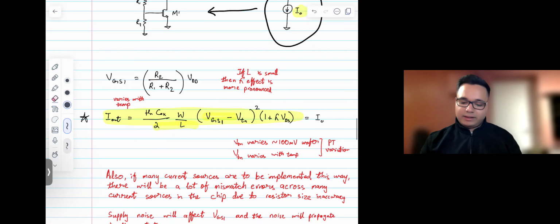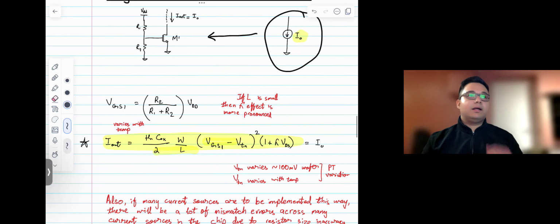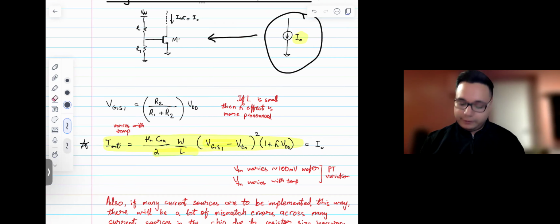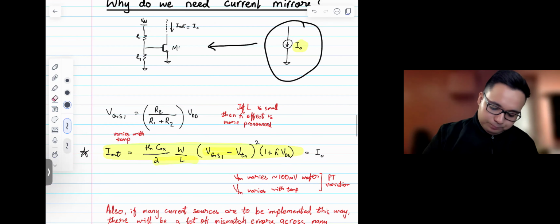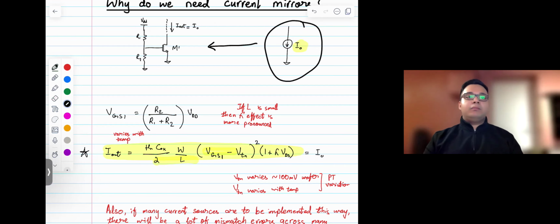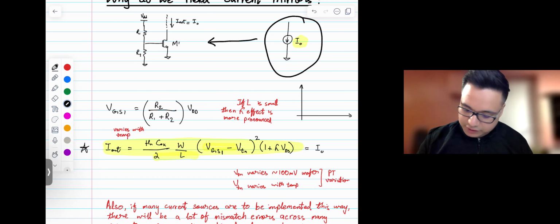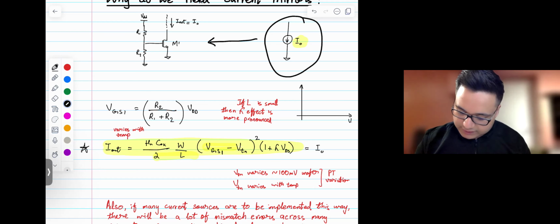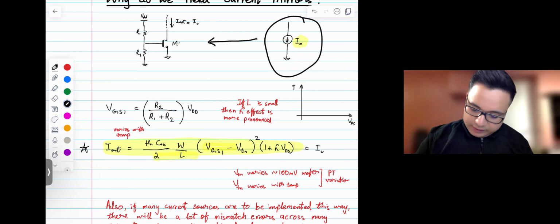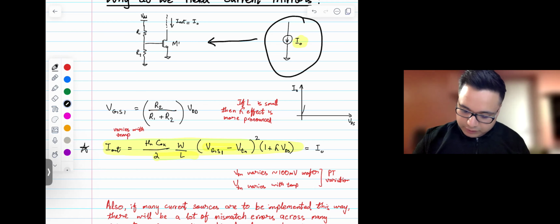I have designed a circuit that basically sources I naught current. Okay, another thing we talked about is a current mirror, a current source. An ideal current source has infinite output resistance. So let me draw a very quick graph of this transistor M1, VDS versus ID. And this is a very familiar graph. You would have seen it multiple times, right?